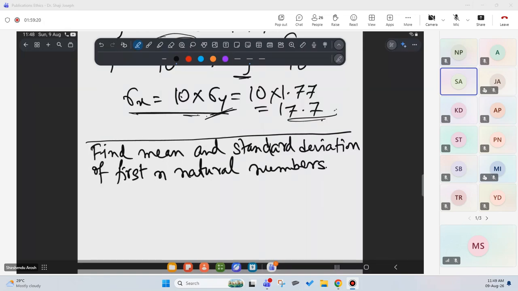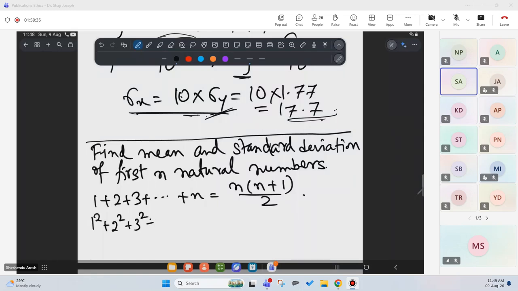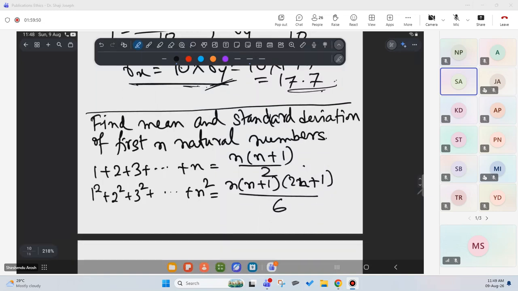One important formula is that if we add the first n natural numbers, the sum is n into n plus 1 by 2. And if you add the squares of the first n natural numbers, the formula is n into n plus 1 into 2n plus 1, divided by 6. These two are required here. The formula-wise, it is quite easy.